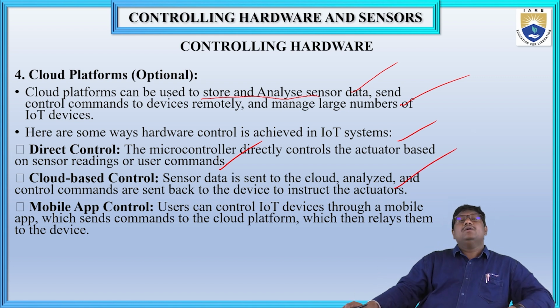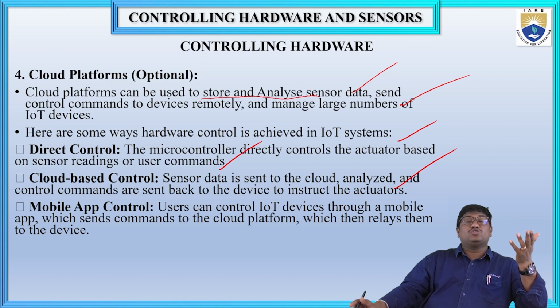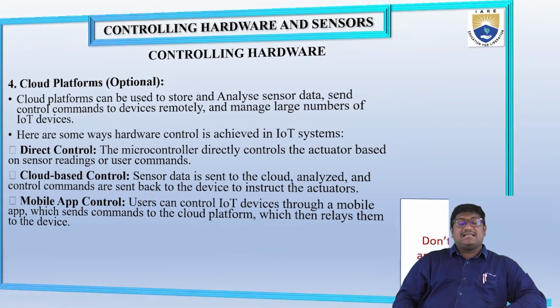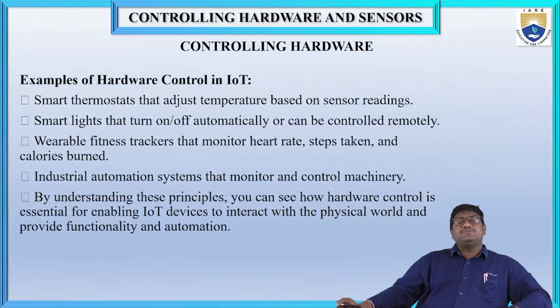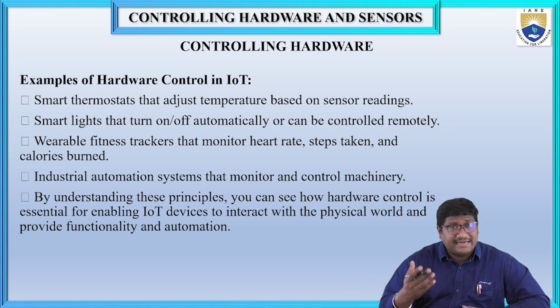Coming to the next one, mobile app control. By using a mobile app, users can easily control the IoT devices through a specific mobile app presented in their electronic gadget, which is going to send n number of commands to the cloud platform, where we are relaying them to a specific device. These are the cloud platforms. Now, examples of hardware control in IoT. See the examples which are listed down here for our better understanding.